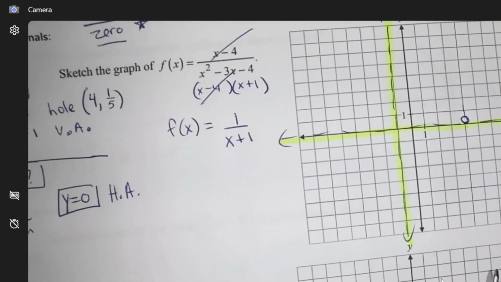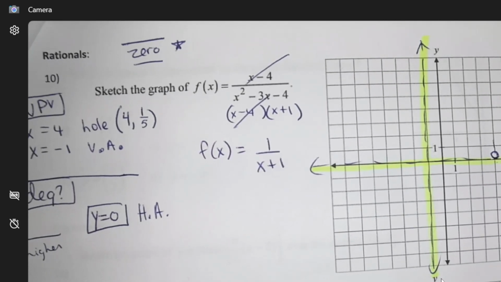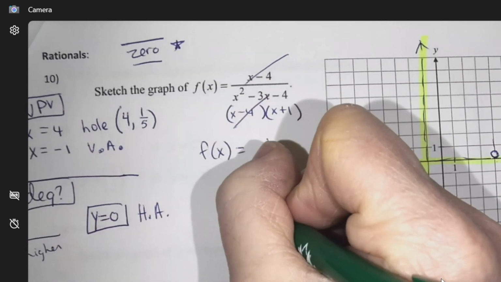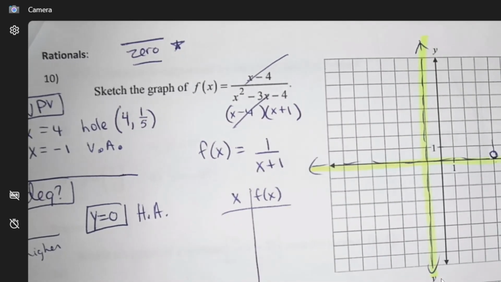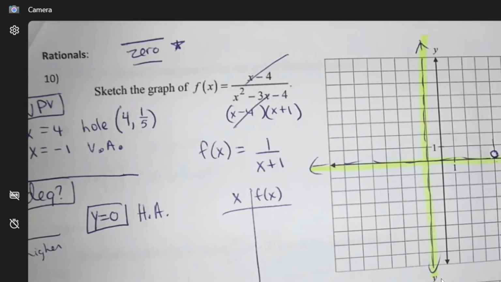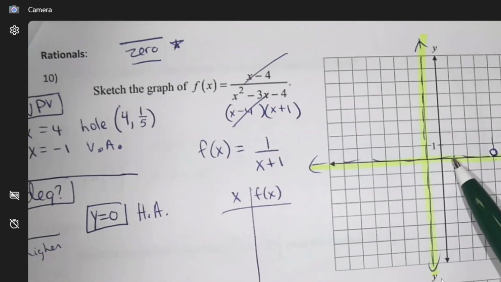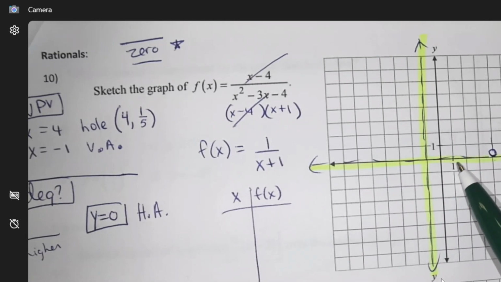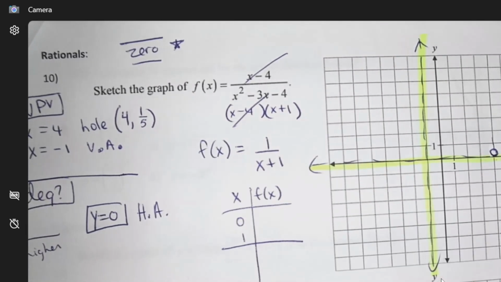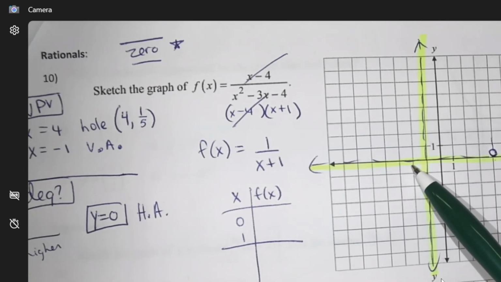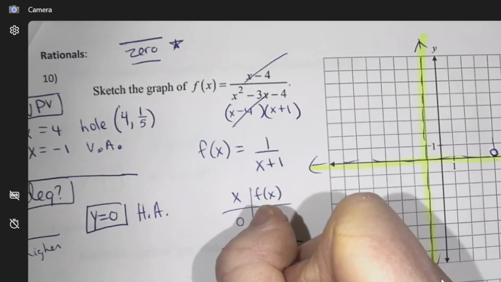Okay, now I'm going to get just random coordinates so that I can make a shape. So when I pick x values, I usually grab a few on this side. So I'm going to take 0 and 1. And then I'm going to go over to this side and I'm going to take a -2 and a -3.